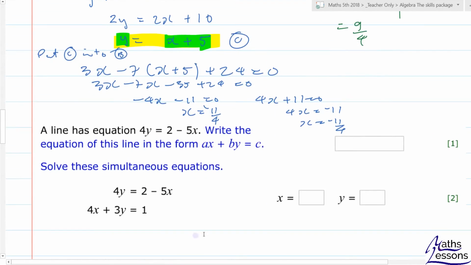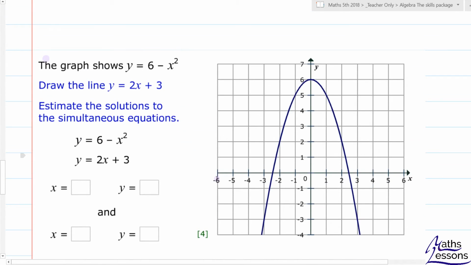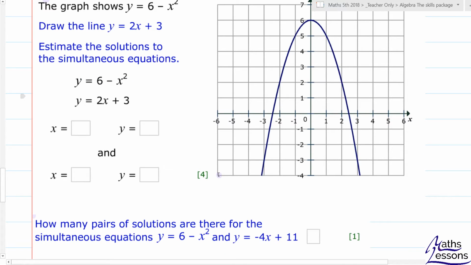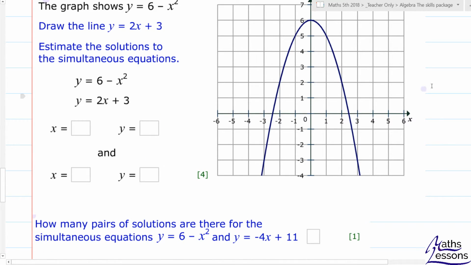Okay, here's another one for you, similar, for you to have a go at. So I'll leave that one out. You can have a go at that on your own. How about this one? Let's see if you can do the whole of this question. This is all about simultaneous equations and using the graph to estimate your solutions. You've got to draw a line though. We'll draw this line here. See if you can get some estimates for your answers. I'll give you a minute to do this question.